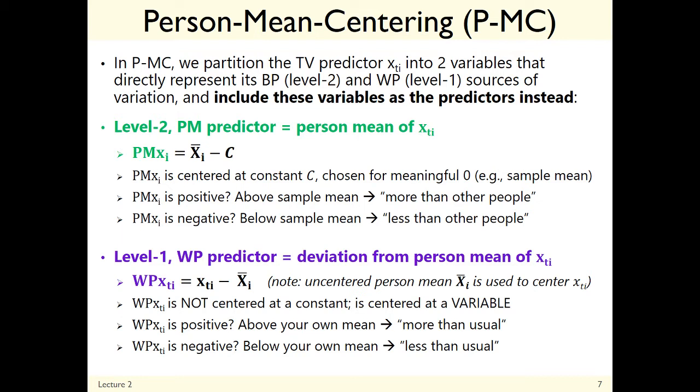Having a negative value means I have less of it, but the reference point is other people. So that is the way you would talk about effects of these kinds of predictors.